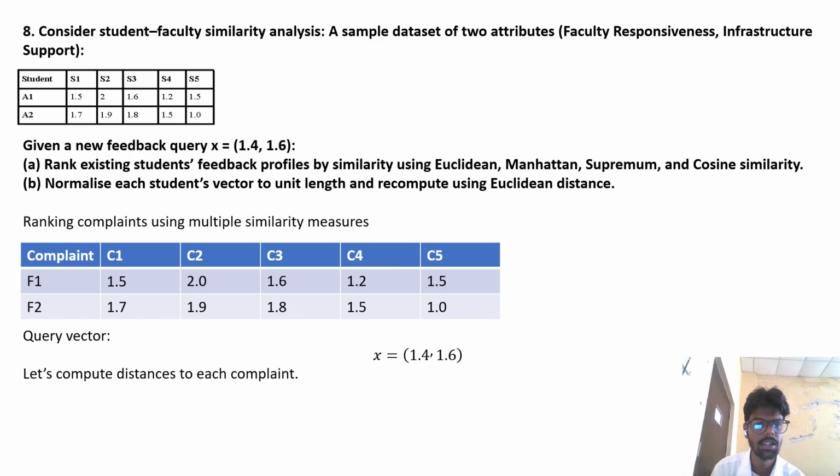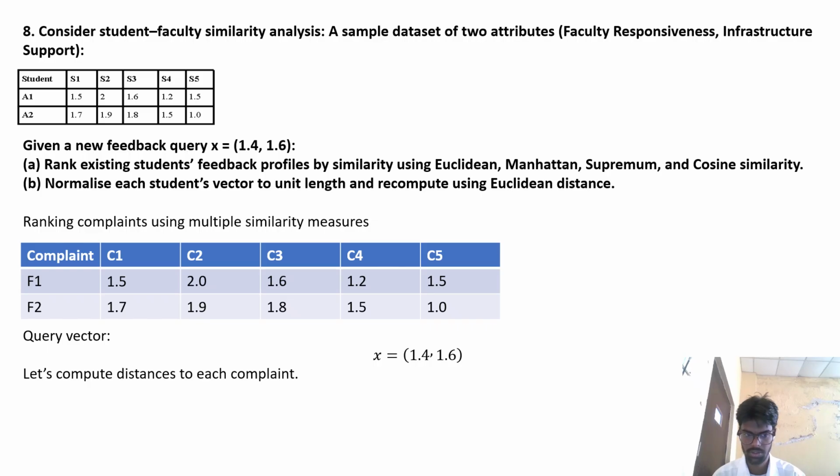So starting with question number 8, consider student-faculty similarity analysis, a sample data set of two attributes. We have faculty responsiveness and infrastructure support. We have two attributes given in the data set. So we have five students S1, S2, S3, S4, S5, and we have A1 as the first attribute and A2 as the second attribute. Given a new feedback query X 1.5 and 1.6, first we have to rank existing student feedback profiles by similarity using Euclidean, Manhattan, Supremum and cosine similarity. Second, normalize each student vector to unit length and recompute using Euclidean distance.